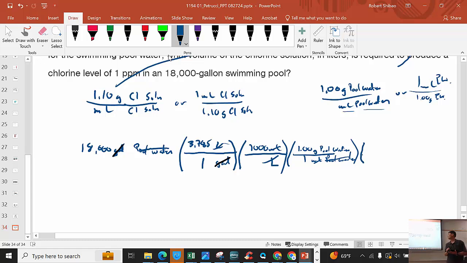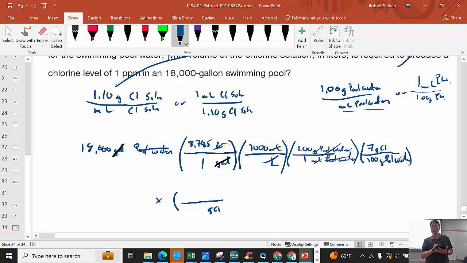And so now I can get rid of grams of pool water. Well, I don't want to use this one here. Is there another one that has grams of pool water? Yes, there is. There's the 7 grams of pure chlorine per 100 grams of pool water. And so now I can cancel out the grams of pool water and be left with grams of pure chlorine. All right, continuing this along, I want to look for something that cancels out grams of pure chlorine. Is there something that cancels out grams of pure chlorine?